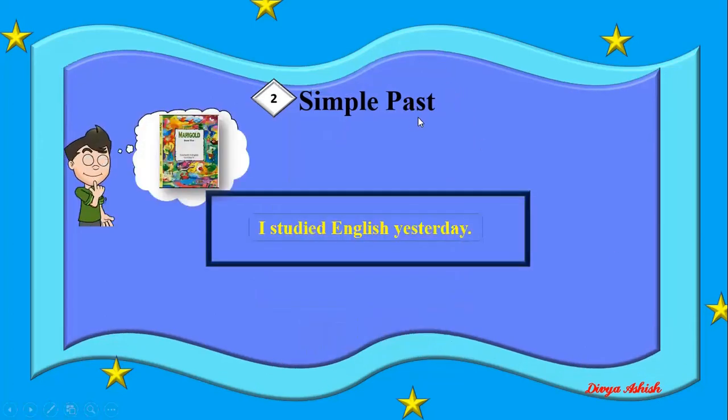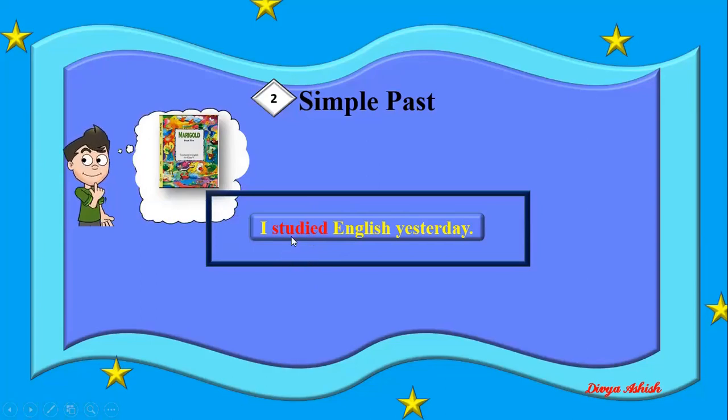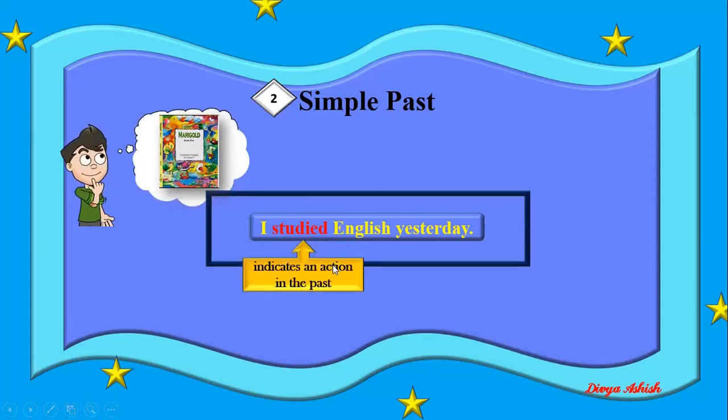Next is simple past or simple past tense. Here is a boy who says, I studied English yesterday. In this sentence, the verb is studied. And the verb studied indicates an action that occurred in the past. So here, the verb is in the past tense.